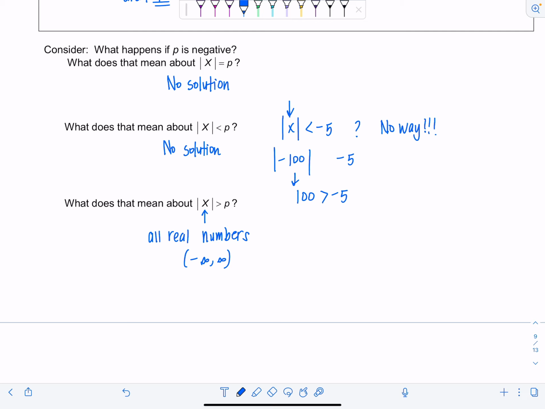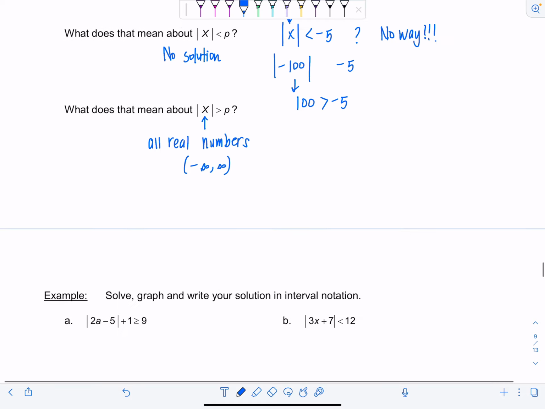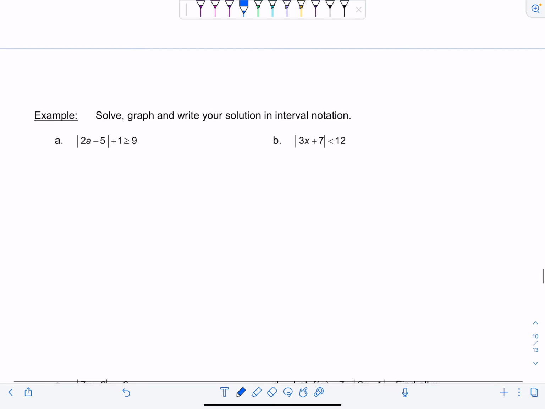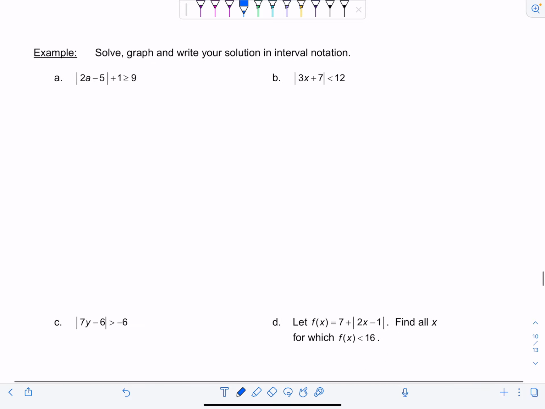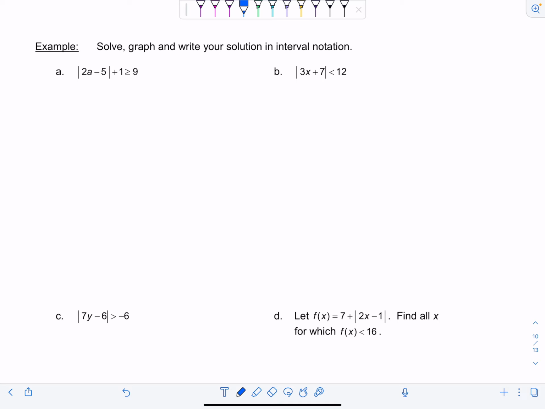Okay, so here we go. Let's look at some examples. And before we get started, remember, just like the last set of equations, you have to isolate the absolute value first, okay? So solve, graph, and write your solution in interval notation. So we've got absolute value of 2a minus 5 plus 1 is greater than or equal to 9.